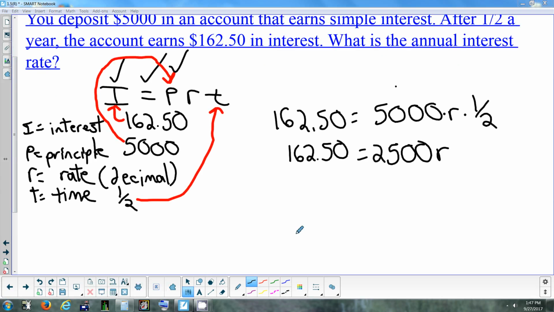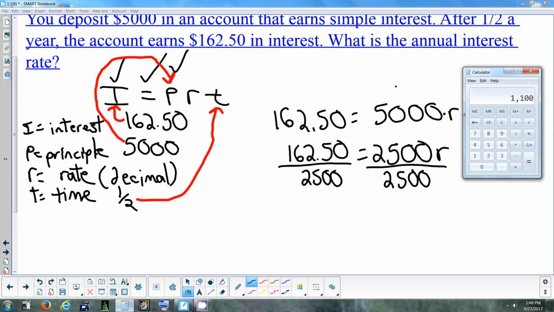So what do I do? Divide by what number? This one or this one? That one. 2,500 or 2,500. Now I'm going to do it over here too. We need some calculator out here. I already got it.